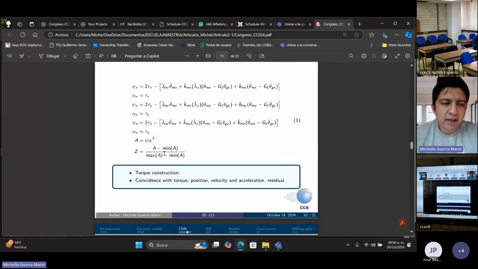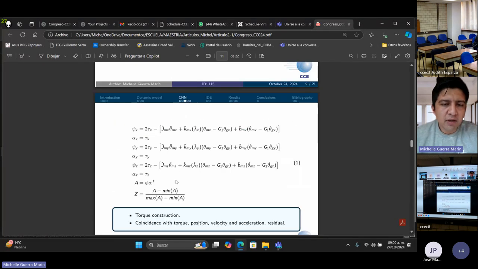The idea is to create images with the robot signals. That means, for example, in this equation C, as you can see, we have two terms for the torque. The idea is that at some point the signal for this part of the torque is going to be equal to this second part. You got it? Yeah.